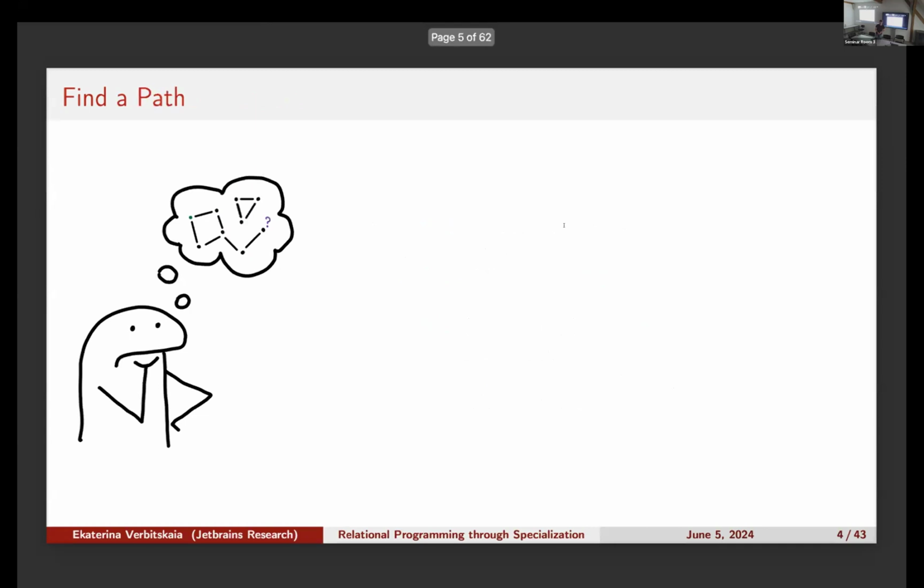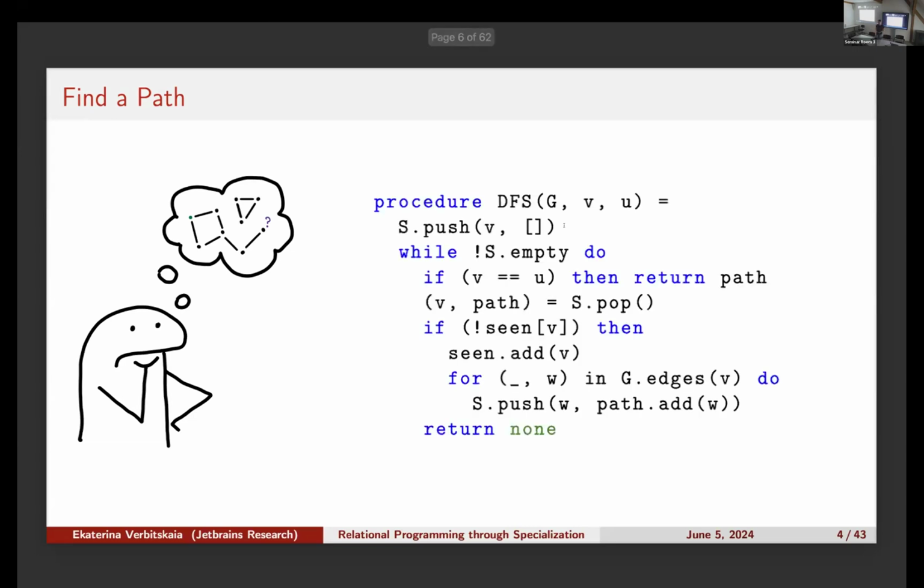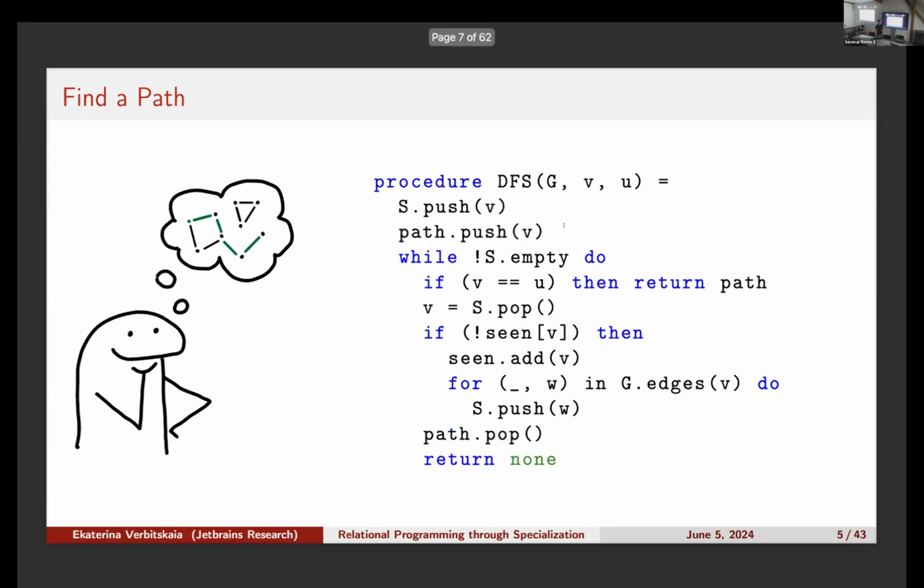And then we come up with a new problem. So now we want to find a path in our graph from one particular vertex to another. And of course, we know the solution for that. We just modify DFS a little bit. We also store the path in the stack to that particular vertex. And we need to fiddle with that a little bit. And of course, by doing this, we can find our path and be very happy about that.